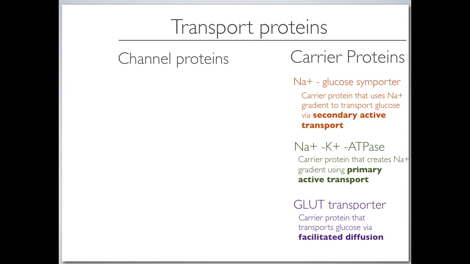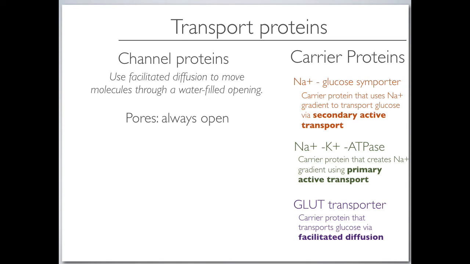We also have channel proteins. Channel proteins are all driven by facilitated diffusion, and they move molecules through a water-filled opening. So we talked last time about potassium leak channels as just one example, and we're going to see lots of examples of channel proteins providing a really key physiological function. And so there are two classes of these kinds of proteins. One are just always open, like the potassium leak channels. And then the other are known as gated channels. And gated channels are triggered to open.